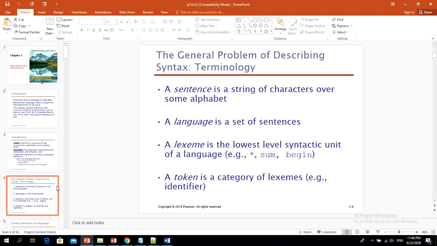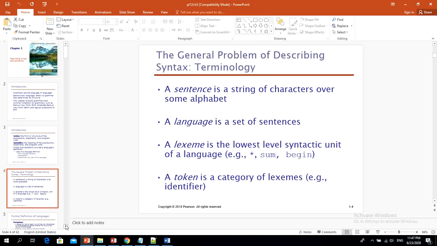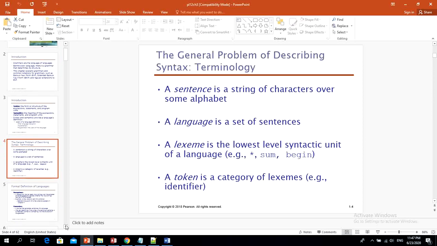Here are some commands that you have in some programming languages, or some identifiers like begin, start, end, execute, and so forth, or some operators. These are the syntactic units, that means components of such expressions. And a token is a category of lexemes, like identifiers, for example, functions, procedures. All these categories of the components of the language are called tokens.